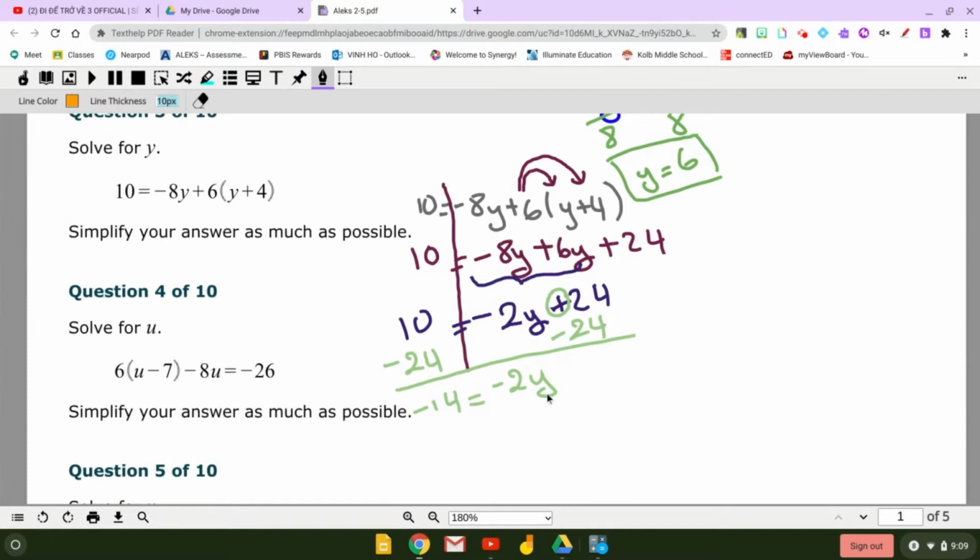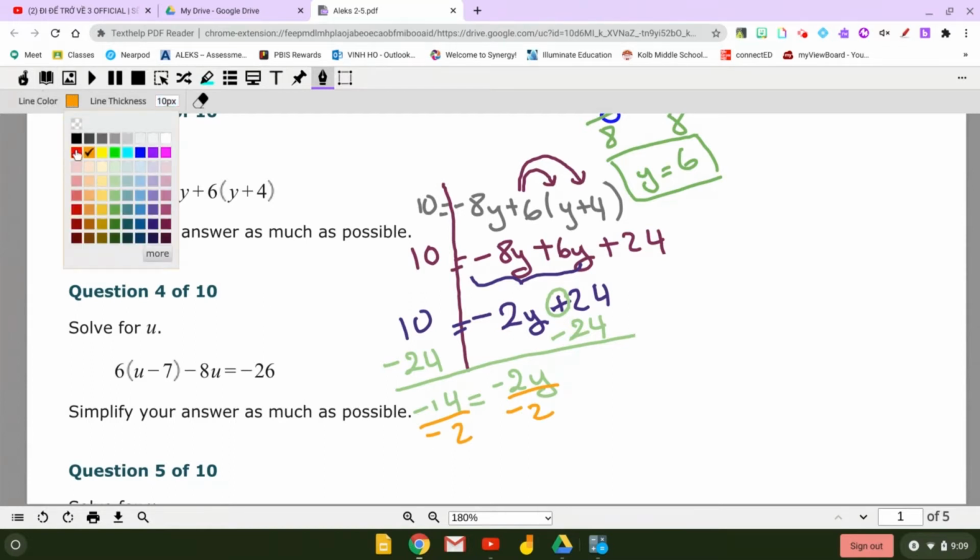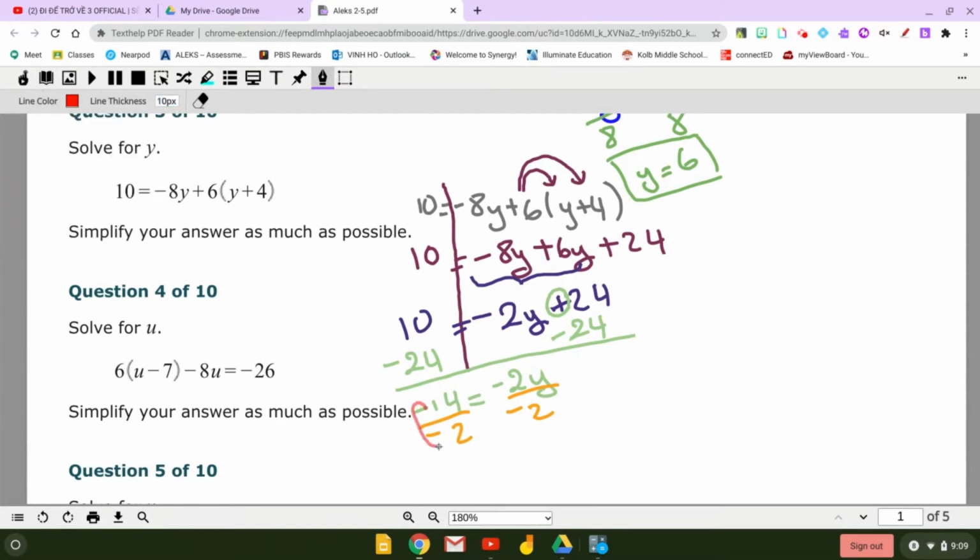What we're going to do is divide by negative 2 on both sides. Negative divided by negative is positive. That is positive. And 14 divided by 2 is 7. And this one, the negative 2s cancel each other out. y equal to 7 is our answer.